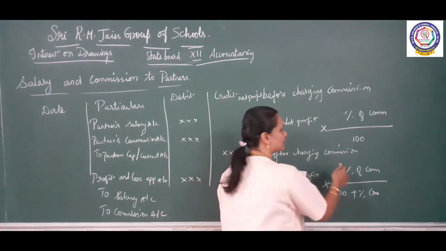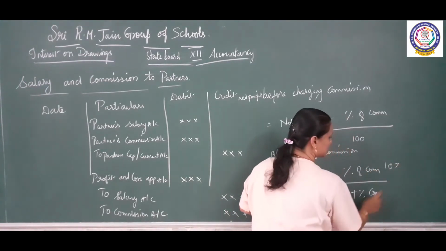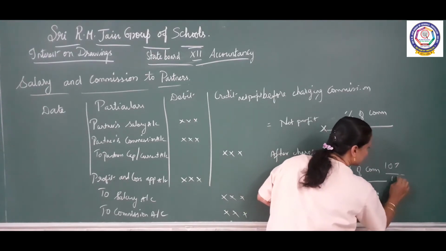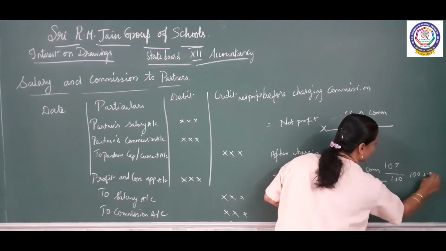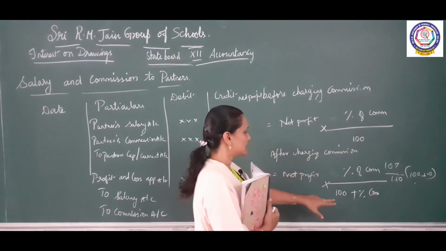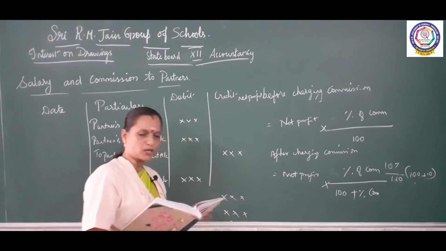Sometimes if they have given 10% commission, in the sense 10 divided by 110 you have to put, because this commission also you have to add, 100 plus 10 you have to add. Okay, this is one method. Now we move on to the sum.